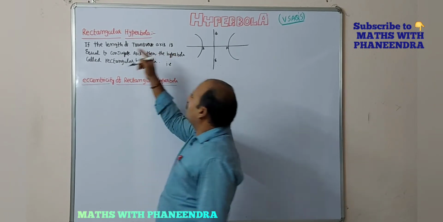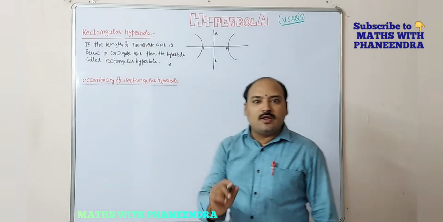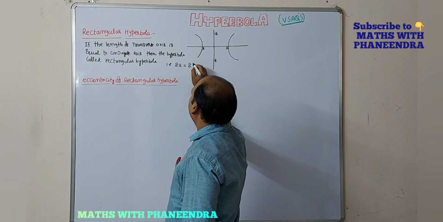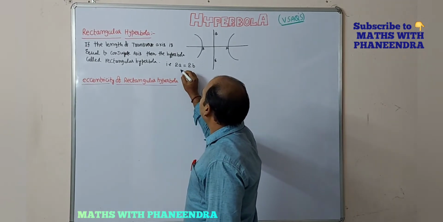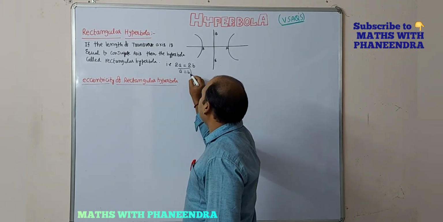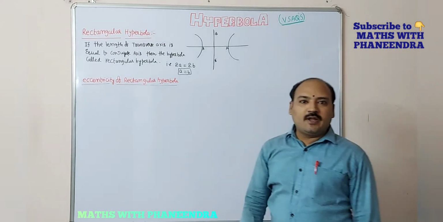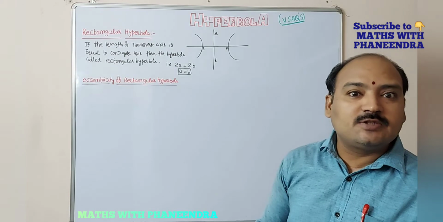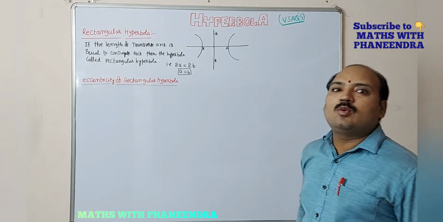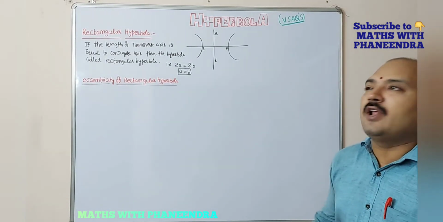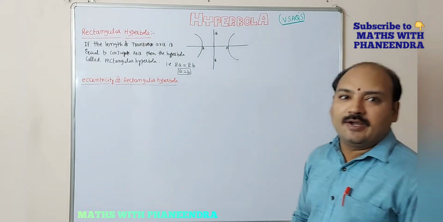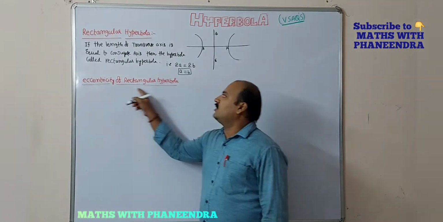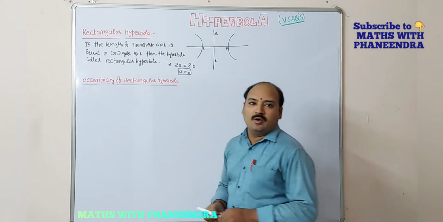That is, here the length of the transverse axis is equal to the length of the conjugate axis, that is 2a equal to 2b. So therefore a is equal to b, both sides 2 get cancelled. So what is a rectangular hyperbola? If the length of the transverse axis is equal to the length of the conjugate axis, then the type of hyperbola is called a rectangular hyperbola. For this definition 1 mark. They will also ask the eccentricity of the rectangular hyperbola.